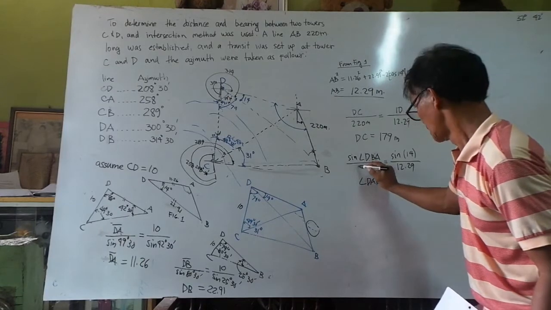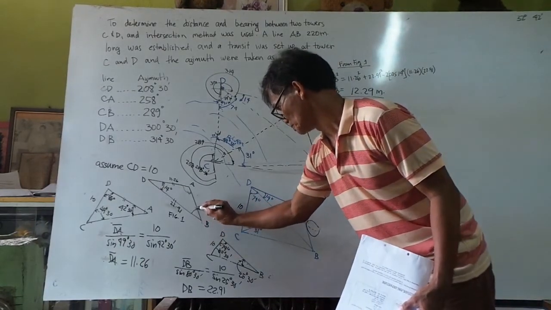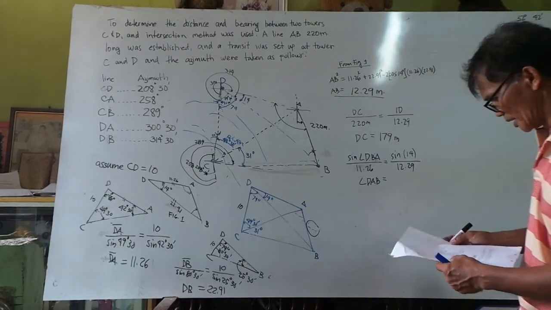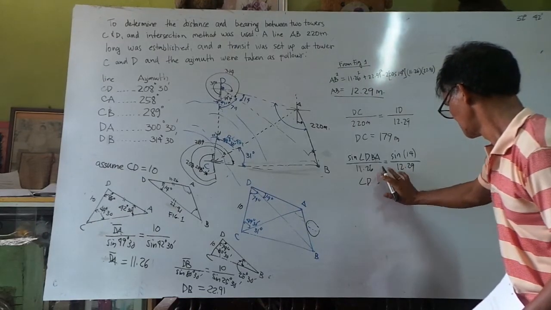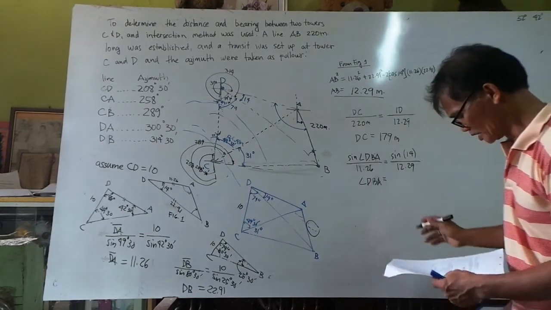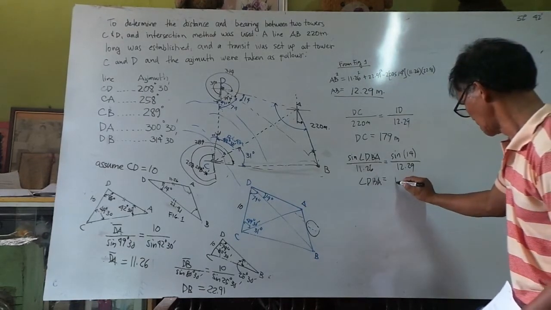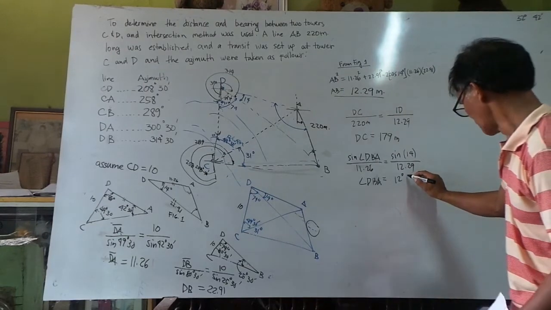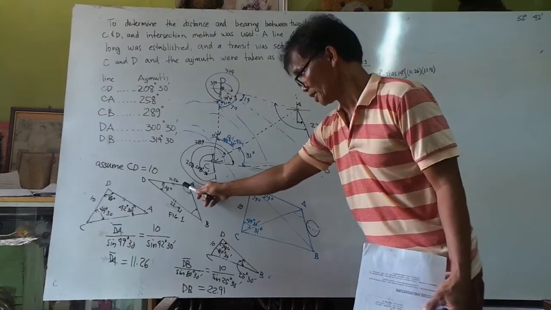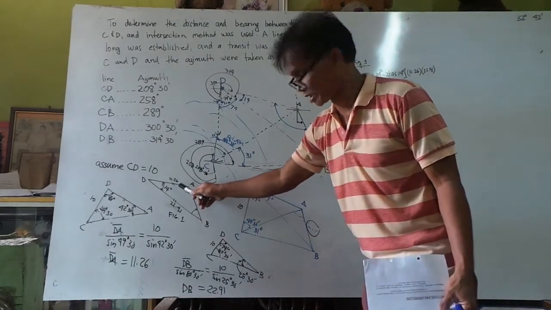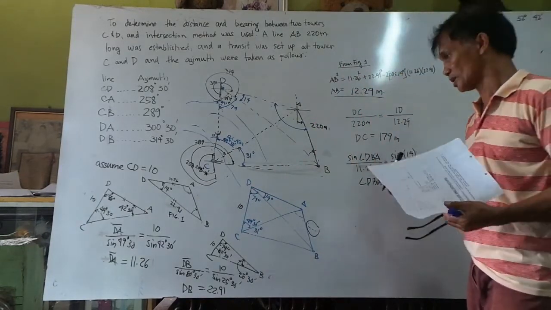which is equivalent to 11.26, the opposite of this angle. Then DBA, you will have an answer of 12 degrees and 48 minutes. But you can also go directly to this one using just 22. We have the same answer.